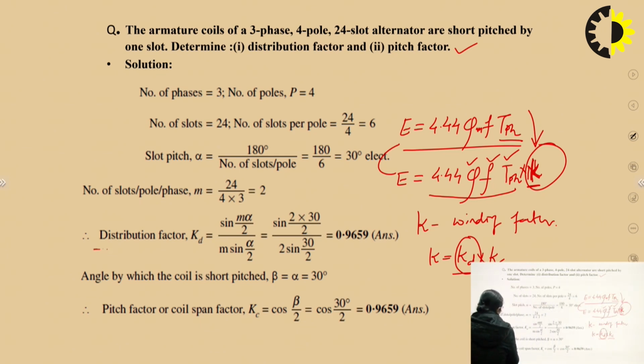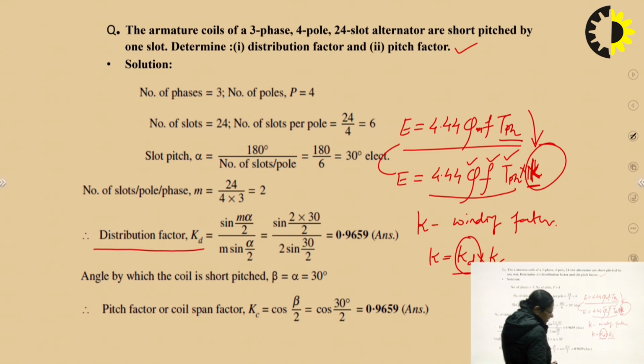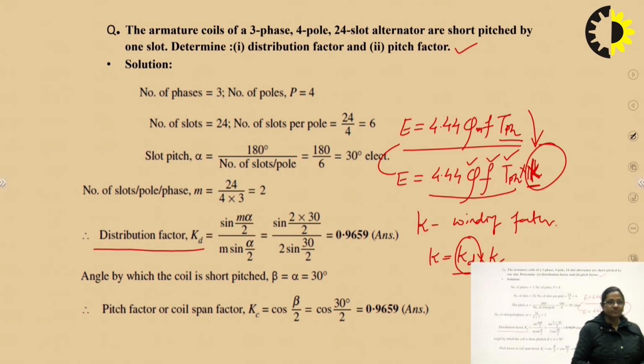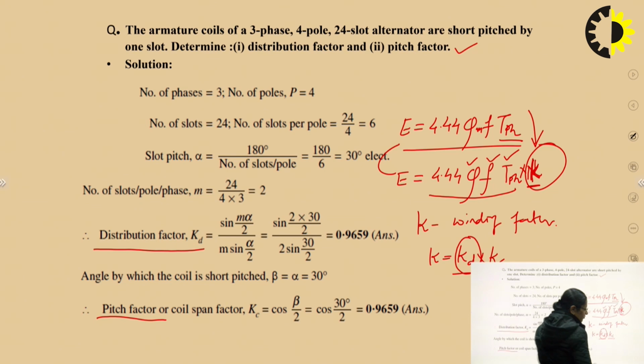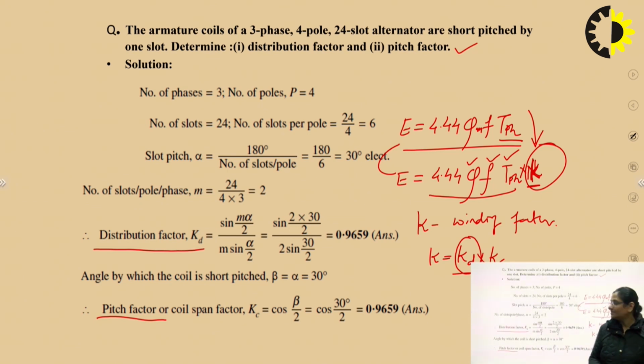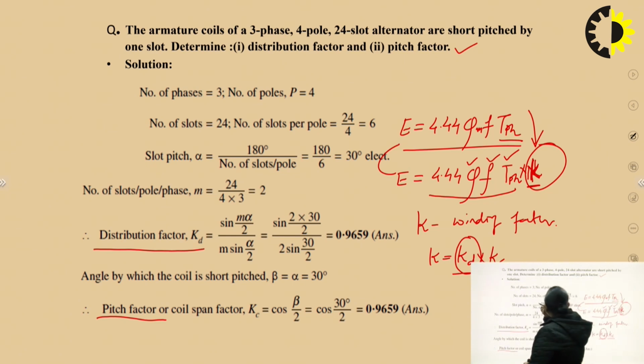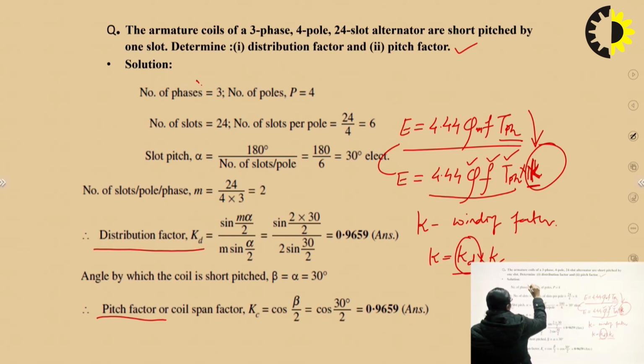That reduction in the EMF is taken into account by two factors. The distribution factor takes into account the reduction of available EMF due to the distribution of the coils throughout the periphery of the machine. Likewise, the pitch factor takes into account the reduction of EMF due to short pitching of the coil, right? So, as we see the question, the number of phases given to us are 3, the number of poles are 4, the number of slots over the armature periphery are given as 24.